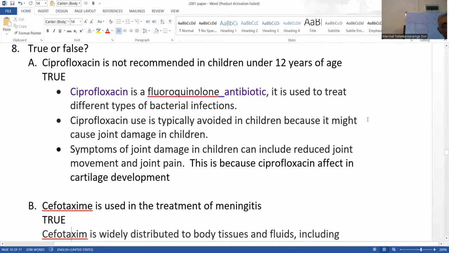Number 8, true or false? Ciprofloxacin is not recommended in children under 12 years of age. True, because cipro affects cartilage.